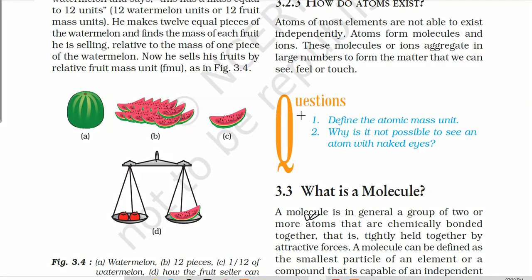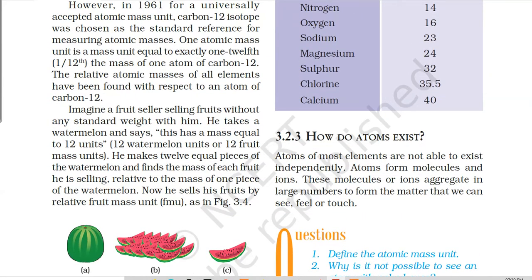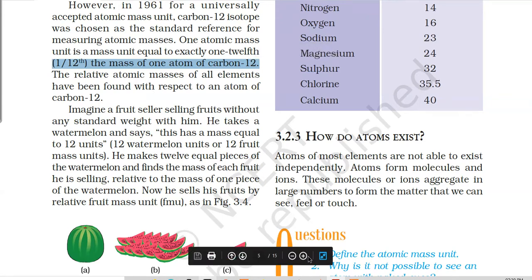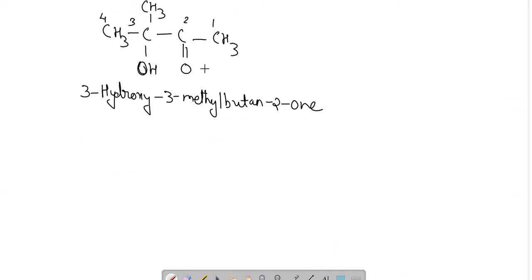And here the first question is asking, define the atomic mass unit. So the atomic mass unit, we have seen here, the definition is: one atomic mass unit is a mass unit equal to exactly 1/12 of the mass of one carbon-12 atom. So how can we define it?